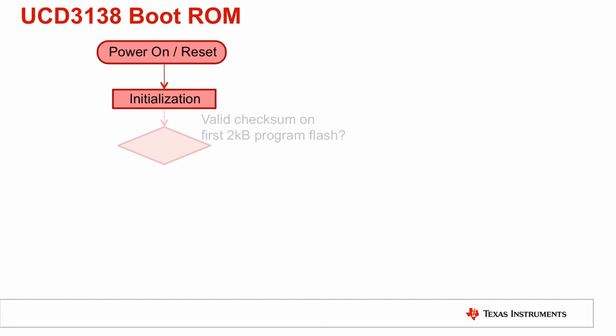It then calculates the checksum of the first 2 kilobytes of Program Flash, which can be used to store a boot program, and compares the freshly calculated checksum against the value stored in the last 4 bytes of this 2 kilobyte Program Flash block.